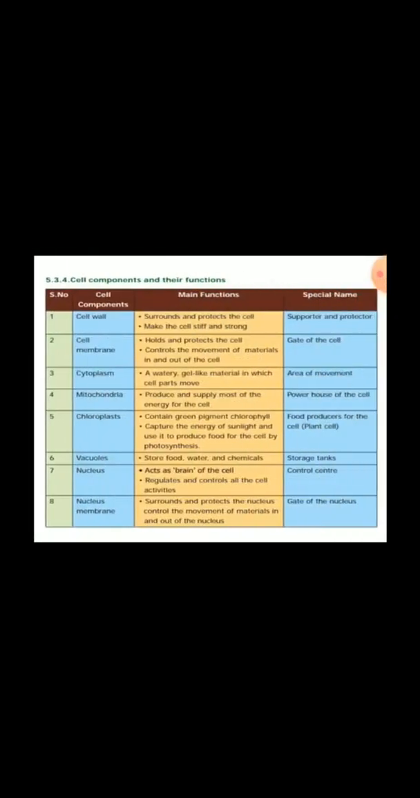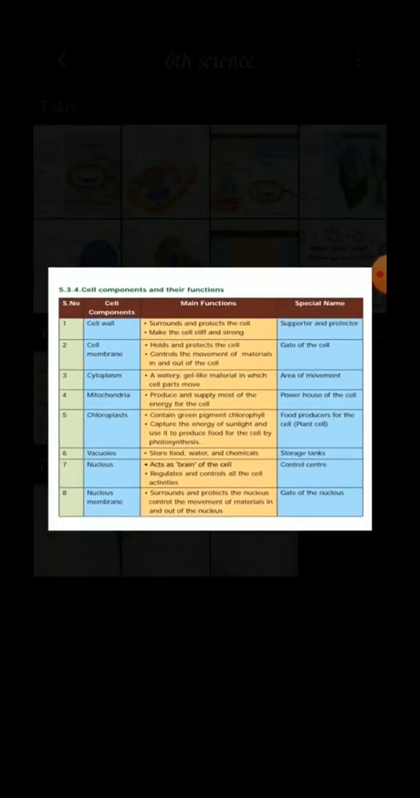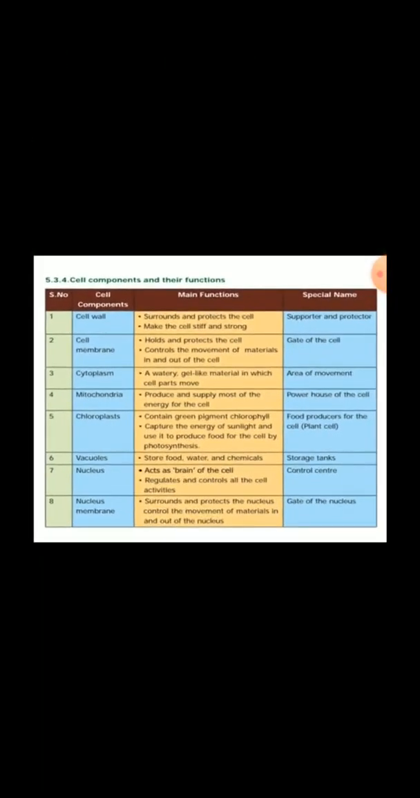Next, last page, children. Cell components and their functions. Yes, many cell components are there. We see them one by one. Okay. The first one is the cell wall. First one is what, children? Cell wall.